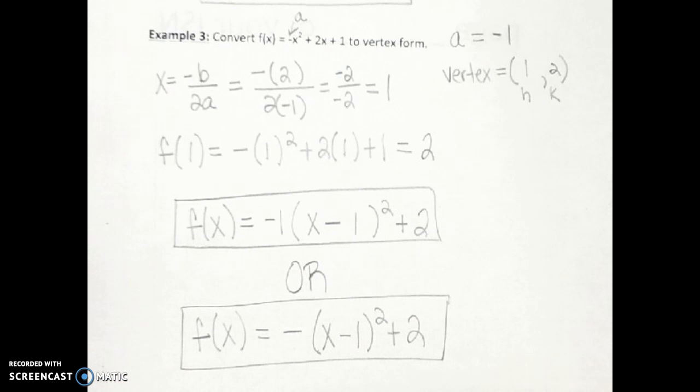Now, this is the end of standard to vertex. You'll have to watch this next video in order to see how to go from vertex to standard.